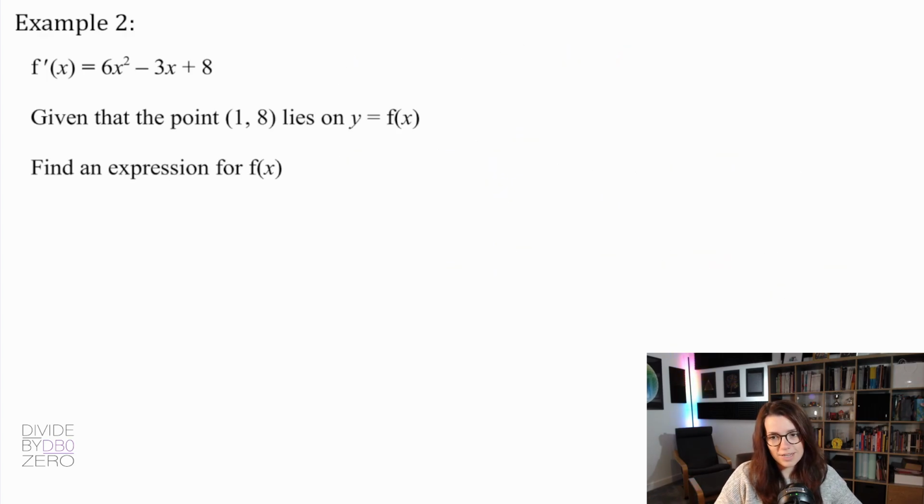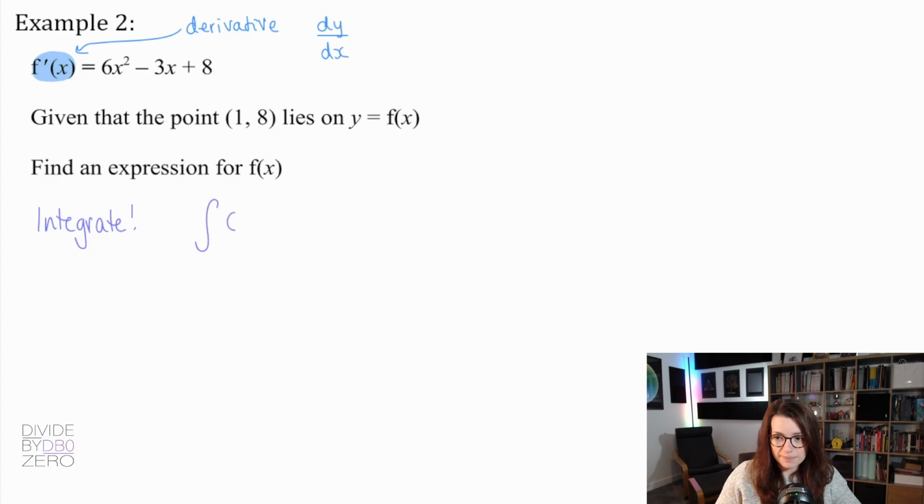Example 2, f dash of x is equal to 6x squared minus 3x plus 8. Given that the point 1, 8 lies on y equals f of x, find an expression for f of x. Now don't forget, f dash of x is just an alternative notation for the derivative. In other words, it's another way of writing dy dx when you have the y expressed as a function, f of x. But because we're given the derivative and we want to work backwards to find the original function, that means we need to integrate. Because integration, once again, is the reverse process of differentiation.